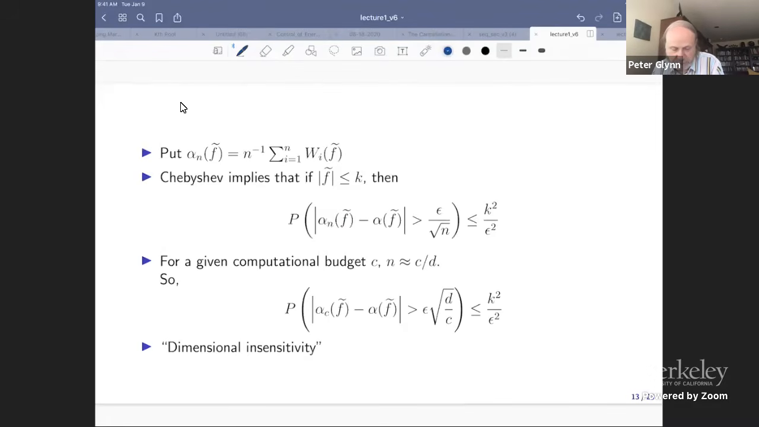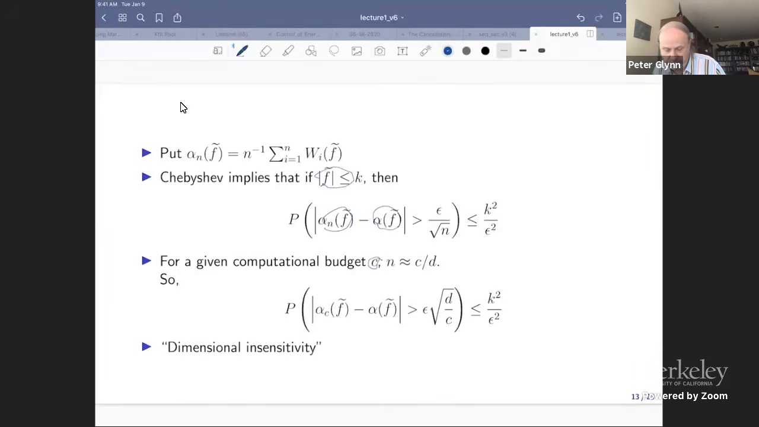All right, so that's what happens if you apply deterministic integration rules, things based on quadrature type ideas. What about if you apply Monte Carlo? Well, as I was hinting at a moment ago, we can apply Chebyshev in this context, and Chebyshev says that we can bound the probability that the Monte Carlo estimate deviates from the true quantity of interest by some quantity scaled as epsilon over root n. That can be bounded by k squared over epsilon squared, with k as a bound on the magnitude of f tilde.